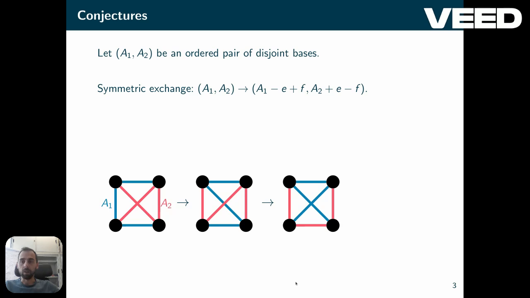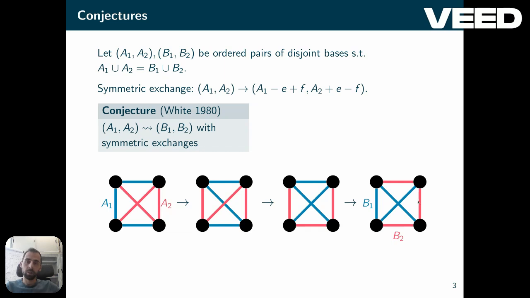So that means the following: if you start from any pair, then you can reach many others by sequences of symmetric exchanges. And this raises the following problem. Let's say that we are given two pairs of disjoint bases, A1, A2, and B1, B2. And the question is, when can we reach one from the other by a sequence of symmetric exchanges?